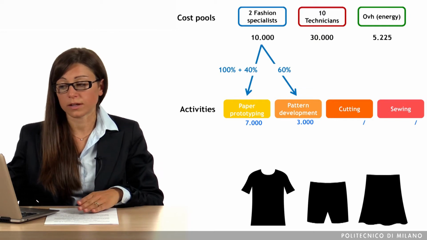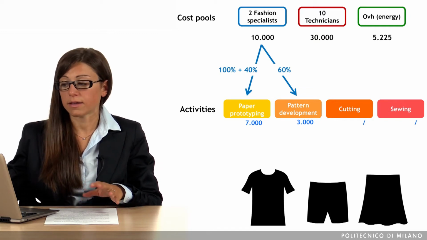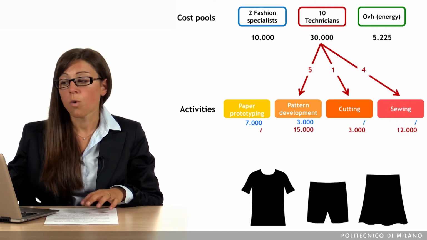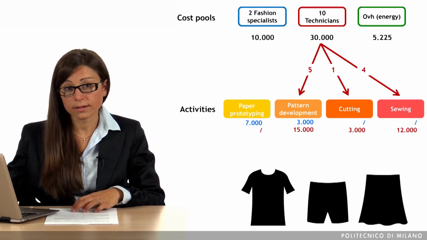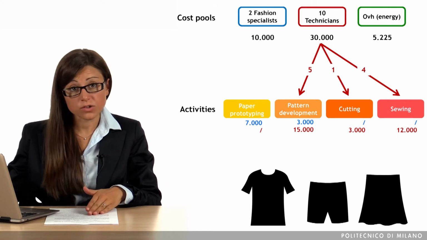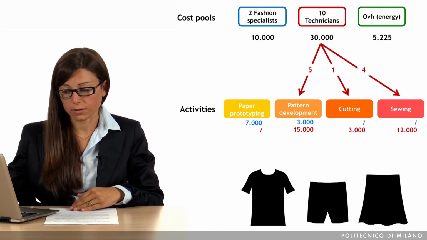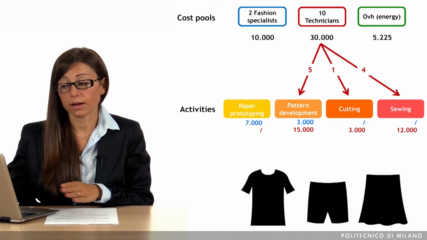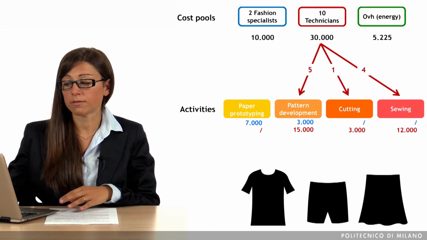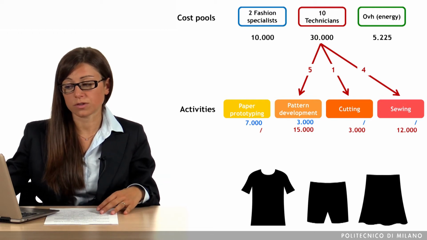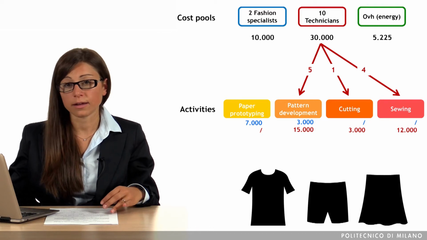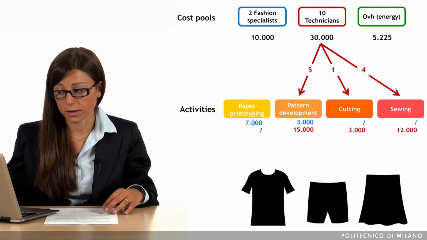If we do the same for the technicians, the text says that 5 technicians are devoted to the activity of pattern development, 1 technician is in charge of the cutting activity, while 4 technicians are in charge of the sewing activity. Again, if we share the 30,000 euros among the 3 different activities, we can find 15,000 euros, which is the cost of the pattern development, 3,000 euros, which is the cost of the cutting, and then 12,000 euros, which is the cost of the sewing.